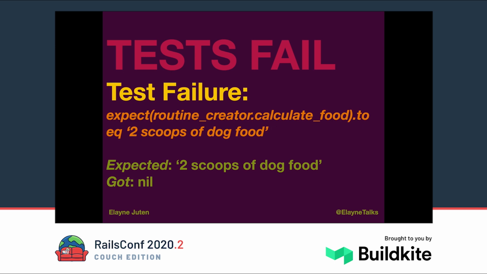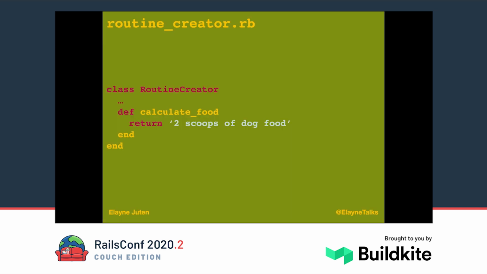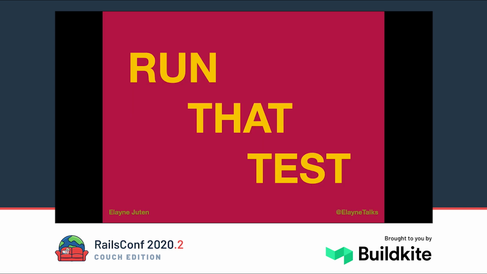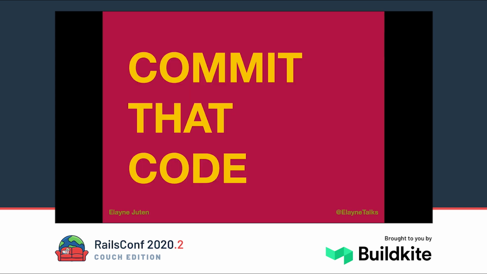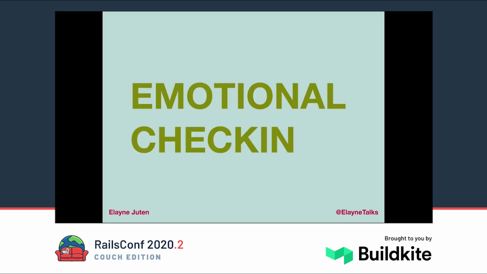So we've gotten through all the layers of our test file, and I'm feeling good that everything is running the way that it should. And I know what I need to do. I just need to add the minimum amount of code in order for that test to pass. So all I'm going to do is return 2 scoops of dog food. I'm going to run the test again, and they pass. And this is committable code, and I'm feeling great. I've made great progress that I can use for the other test cases coming up.